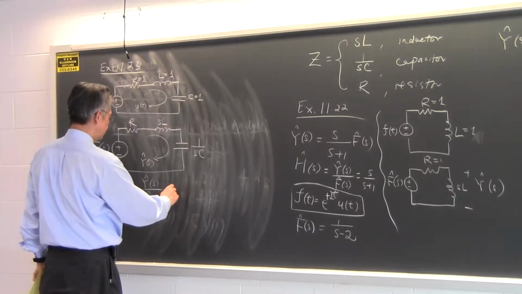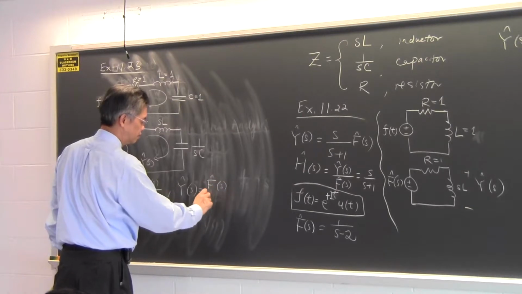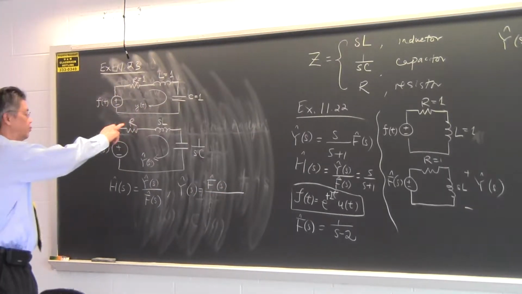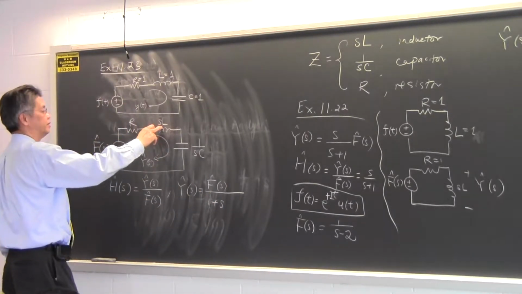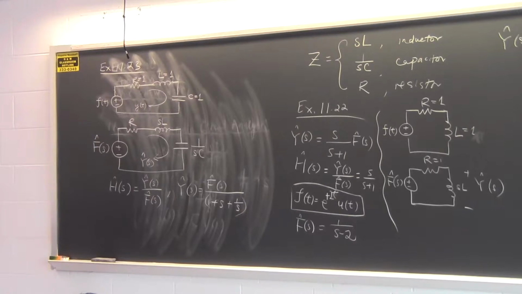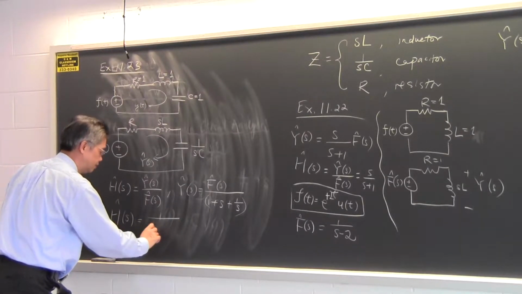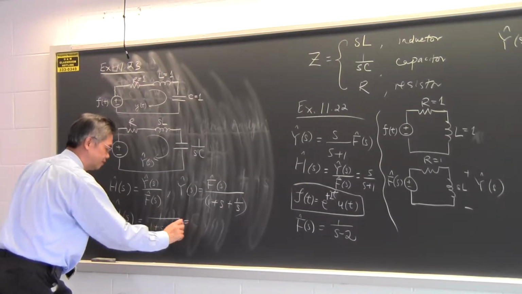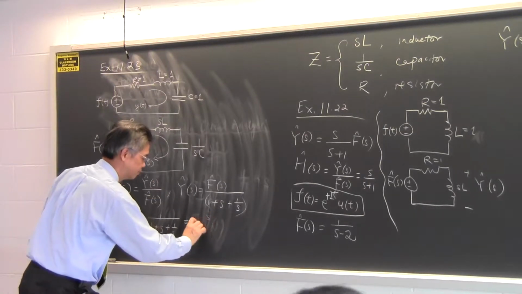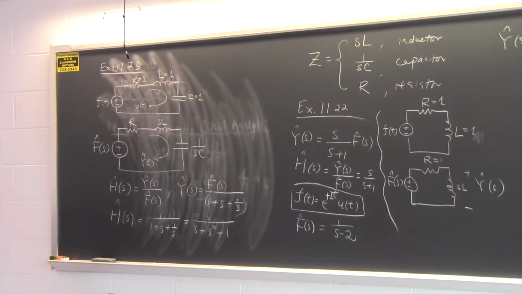So you can see that y hat of s must be equal to the voltage divided by the impedance of the circuit. The impedance of the circuit is 1 plus s, L is 1, remember, plus 1 over s. Those must be the relationship between y hat of s and f hat of s. So you work this out, then you have h hat of s being equal to this divided by that, which is 1 over 1 plus s plus 1 over s. And then of course you multiply this over s, so you get s over s plus s squared plus 1. You multiply out by s, you get that.